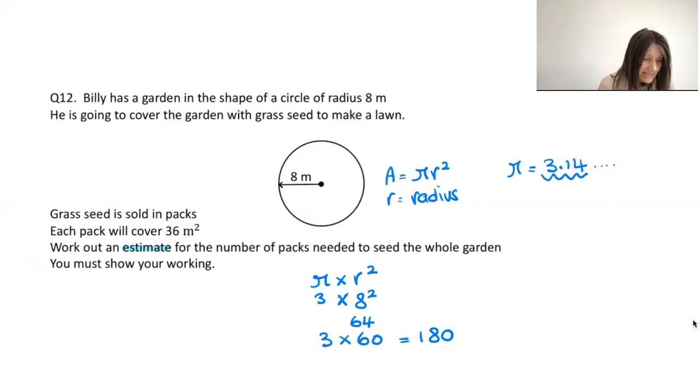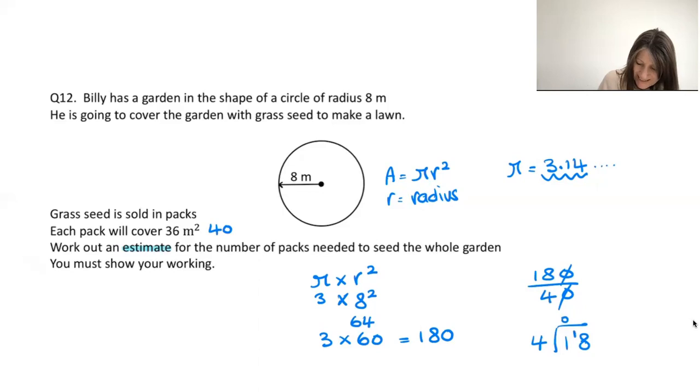Now, each pack is going to cover 36 meters squared. But remember, I'm estimating, so we're going to call that 40. So I've got to now take my 180 and divide that by 40. So I'll knock those zeros off. I'm going to go into my bus shelter: 4s into 1 don't go. So carry that 1. 4s into 18 go 4. And I've got a remainder of 2. So put the point in. And then 4s into 20 go 5.